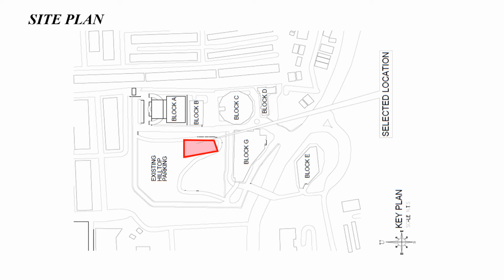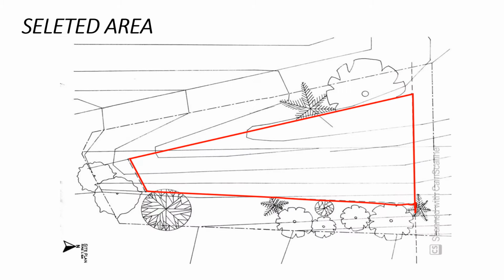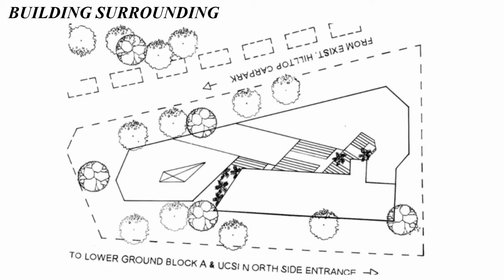This is the site plan of the selected area. For the existing space surrounding the building, the existing parking is located at the west side of the building. Block G is located at the south side of the building, and Block B is located at the east side of the building.